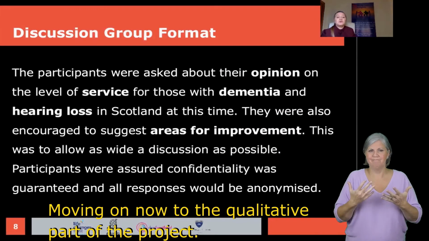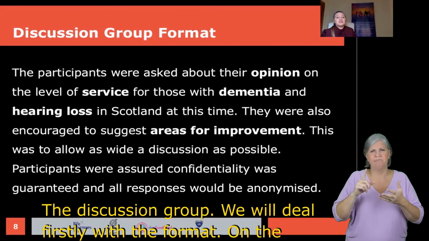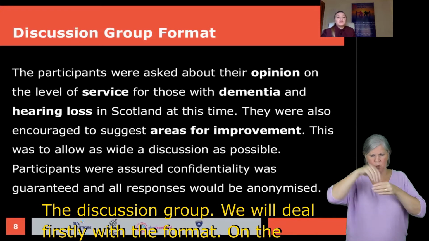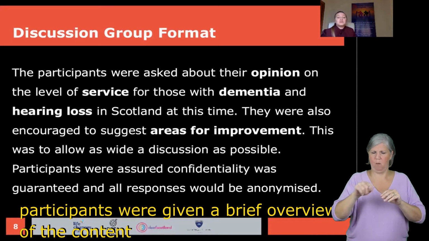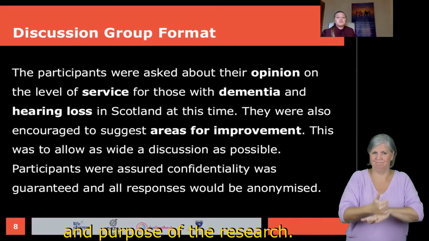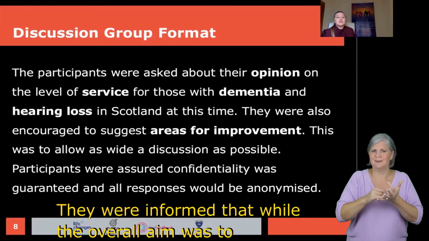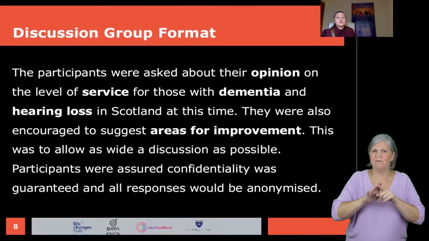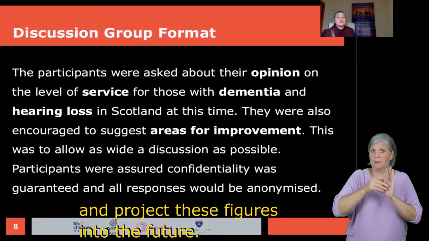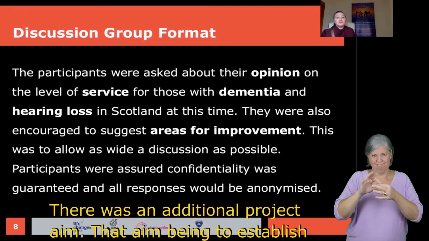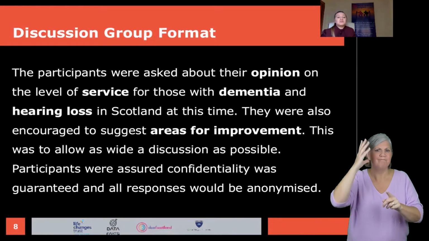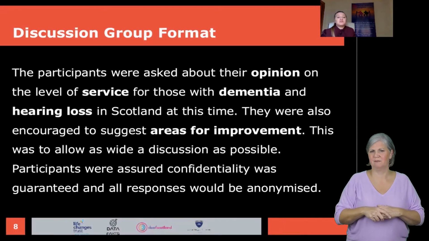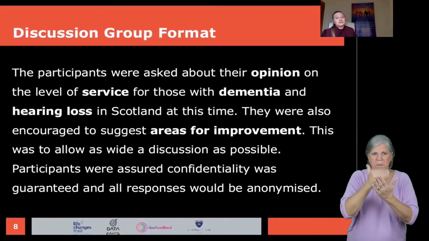Moving on now to the qualitative part of the project, the discussion group. We'll deal firstly with the format. On the day of the meeting, participants were given a brief overview of the content and purpose of the research. They were informed that, while the overall aim was to establish prevalence rates for hearing loss and dementia and project these figures into the future, there was an additional project aim. That aim being to establish perception of current service provision for those with hearing loss and dementia.